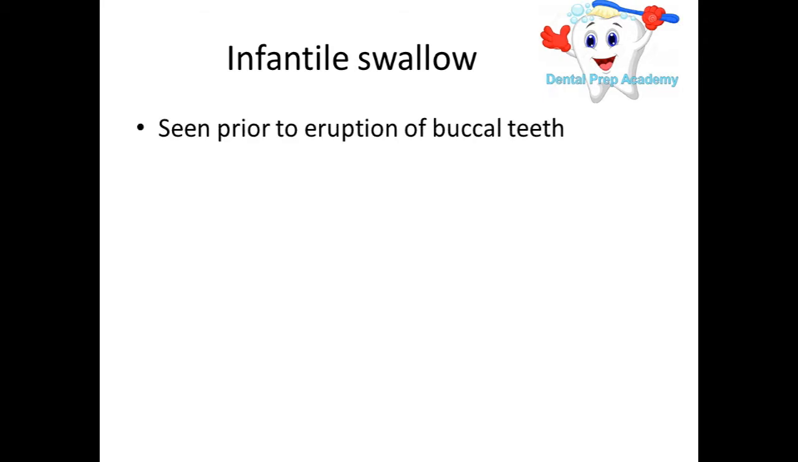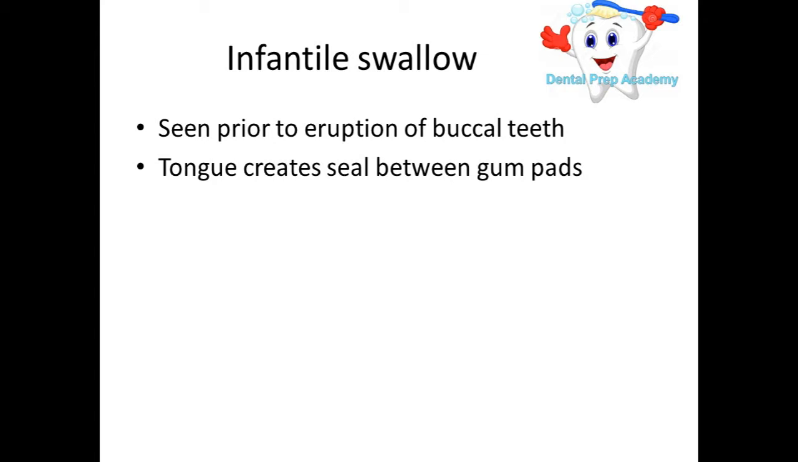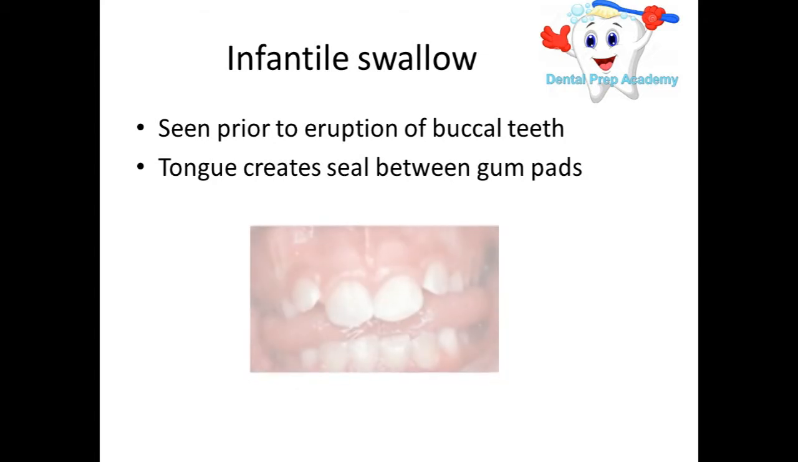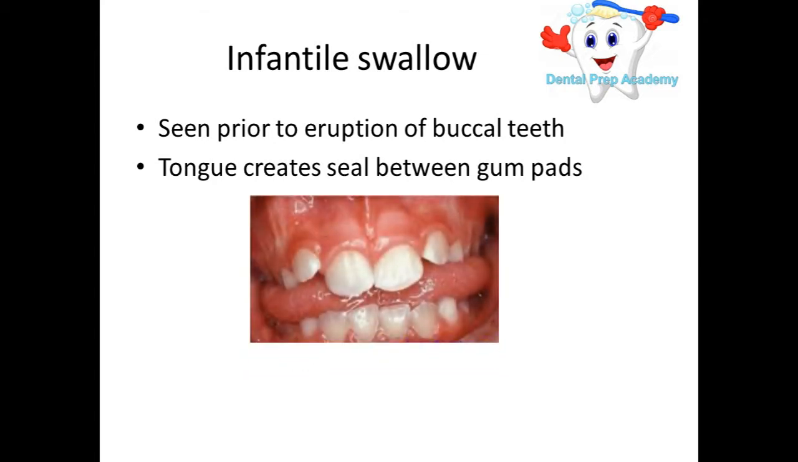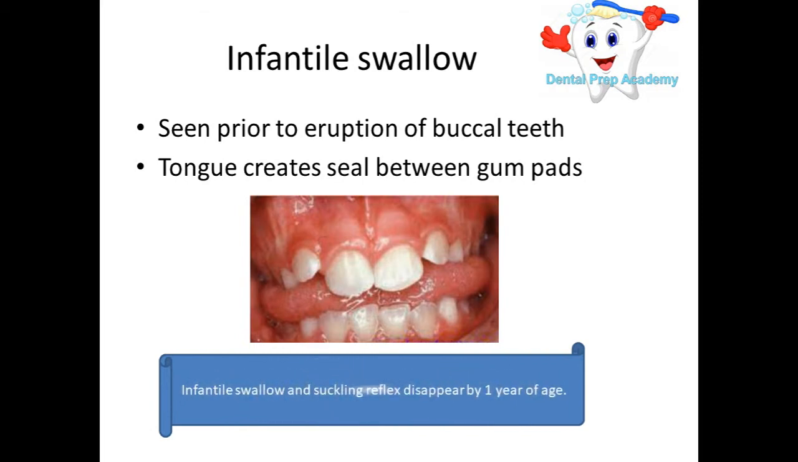This infantile swallowing usually disappears by the first year, and the suckling reflex also disappears at the same time. The infantile swallowing is seen only prior to the eruption of buccal teeth in primary dentition.